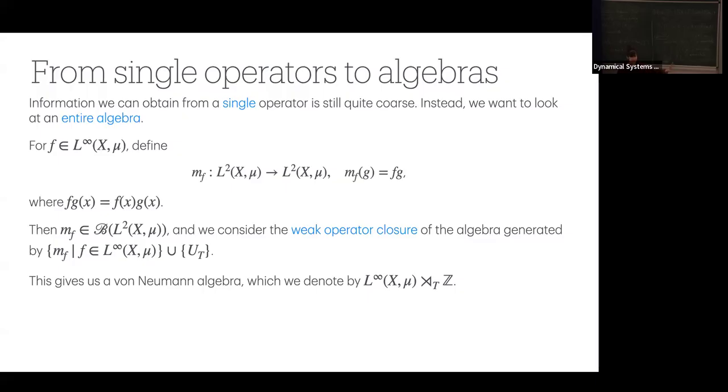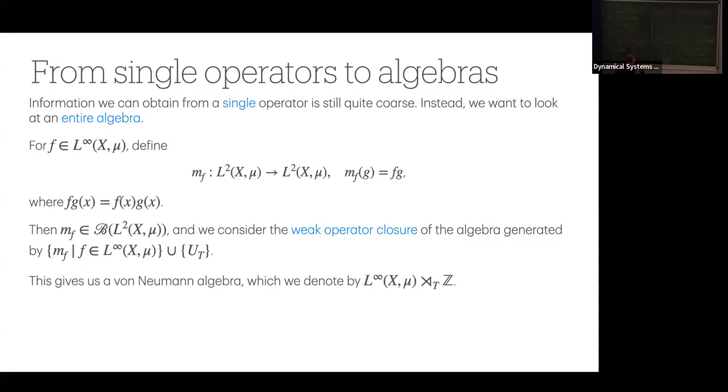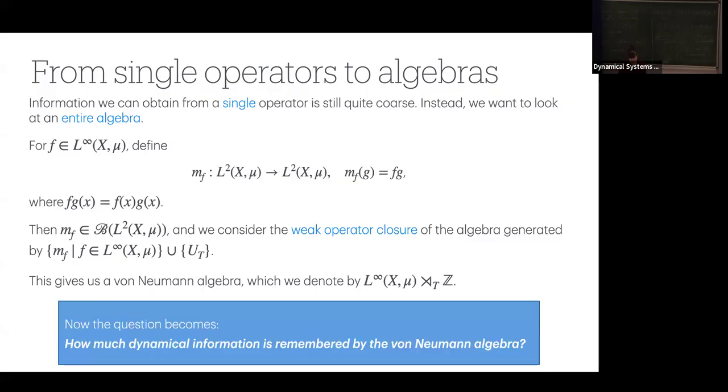I think it's the same in the end, but I did tell you von Neumann algebras were strong operator closed, and I thought I corrected that. But anyway, it's the same. So you take the von Neumann algebra generated by these multiplication operators and the Koopman operator. And this gives us a von Neumann algebra, which we denote by L infinity cross Z. And then the question becomes how much of the dynamical information is remembered by the von Neumann algebra itself.